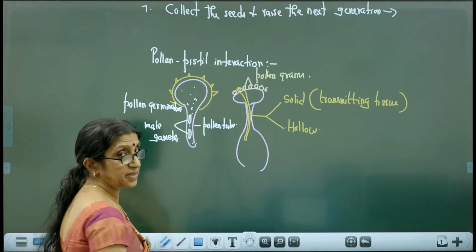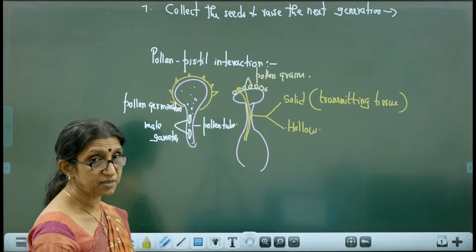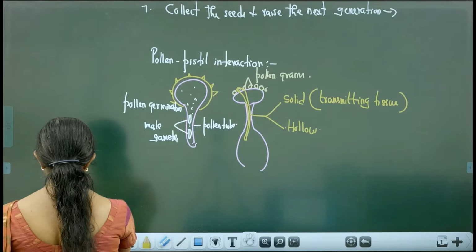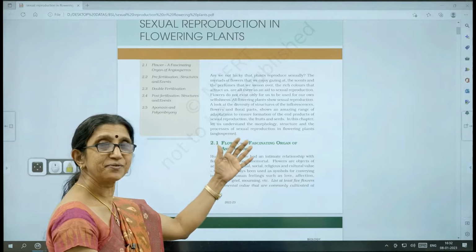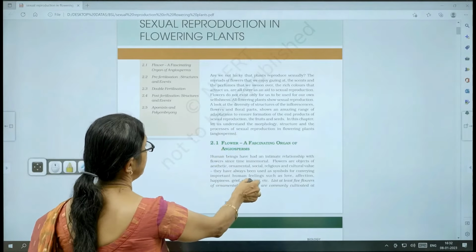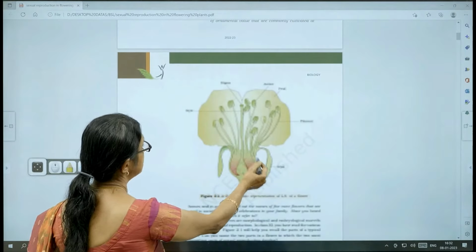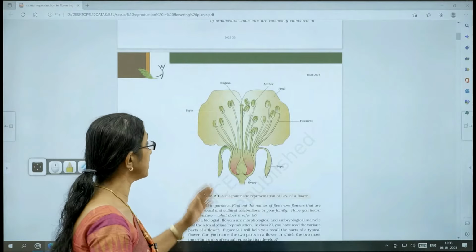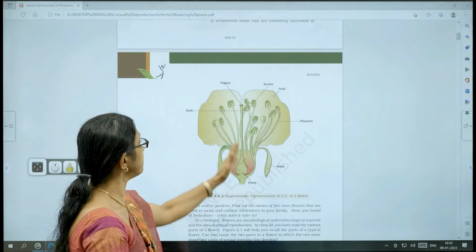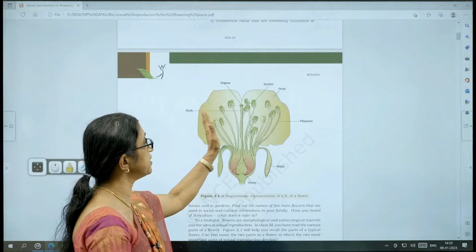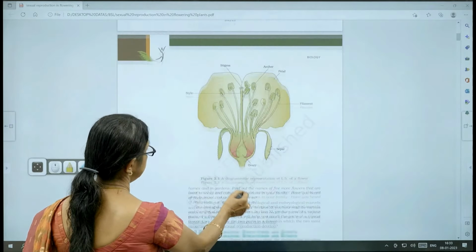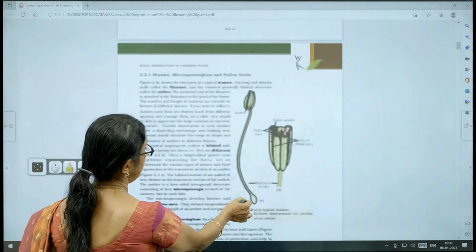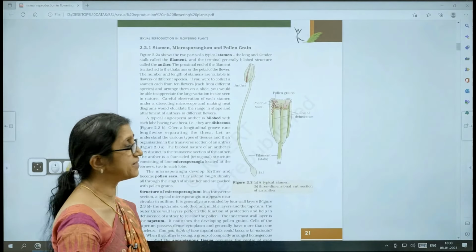Now let us see how this fertilization takes place. Let us go back to the chapter. Yes, it's a sectional view of a typical bisexual flower. This is the female reproductive structure, the stamens, then the petals, sepals, like that. Be familiar with all diagrams given in the text.